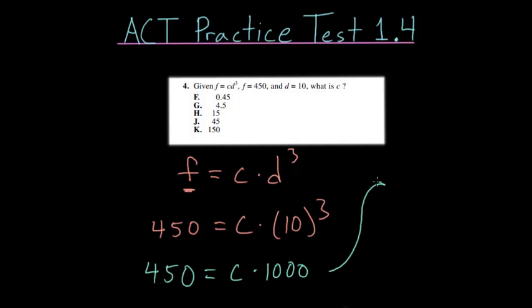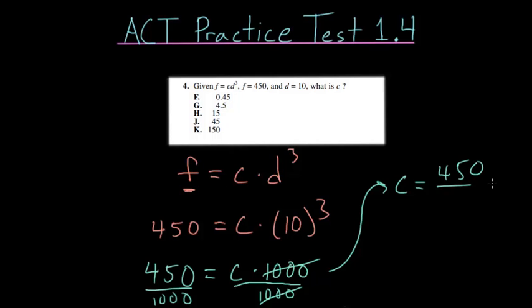And now we can solve for c by dividing each side of this equation by 1,000. So let's divide by 1,000 on each side. And on the right-hand side, the 1,000s will cancel with each other. And we have that c is equal to 450 divided by 1,000.